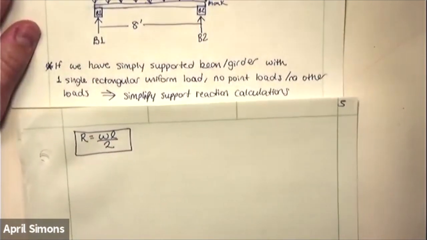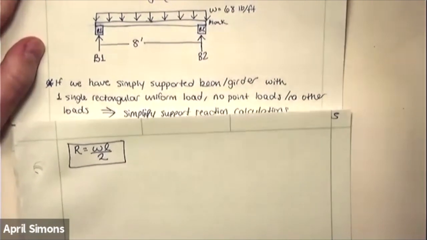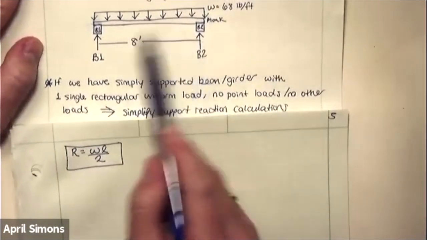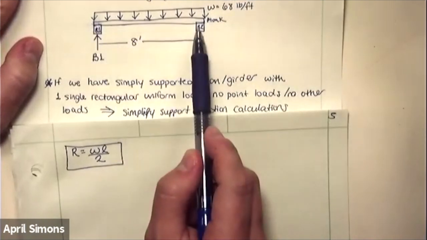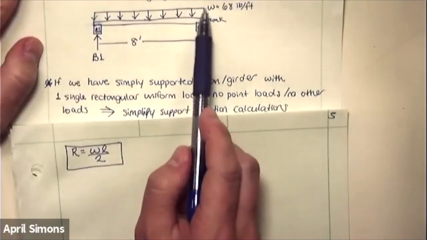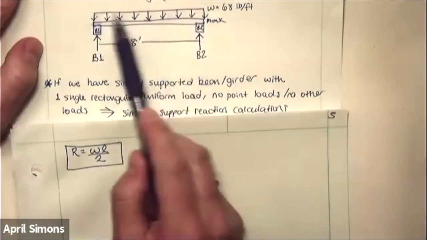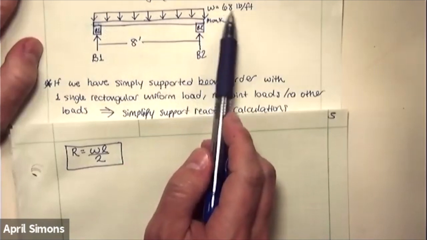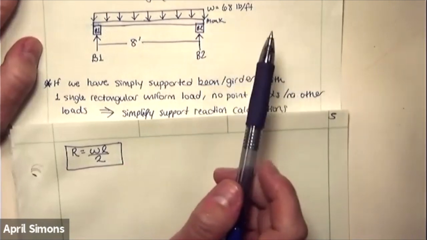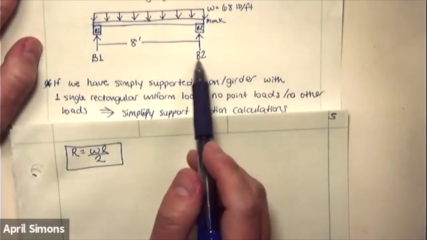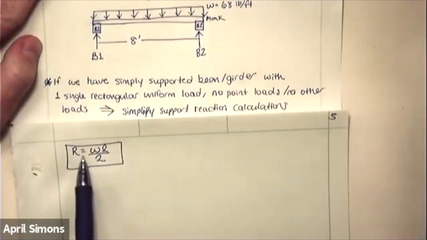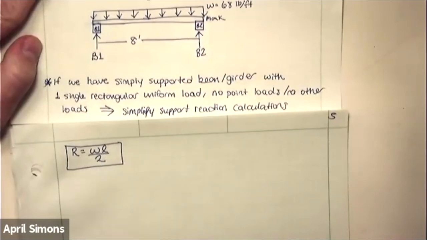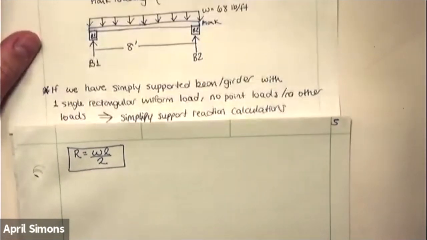Okay, so anytime we have a situation where we have a simply supported beam or girder, in other words, one support on either end, and a uniform loading that's rectangular in nature over the entire length of the beam, and we know what that is, with no other point loads or other loads at all, we can calculate those support reactions by WL over 2, only if this criteria is applied. So what this will do is just save you a little bit of time in your calculations.